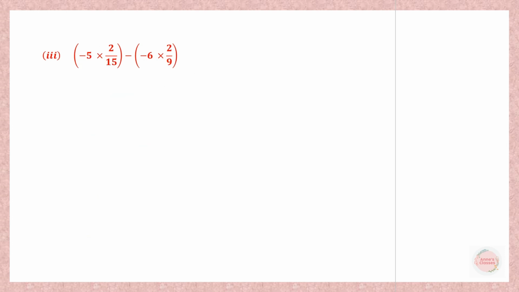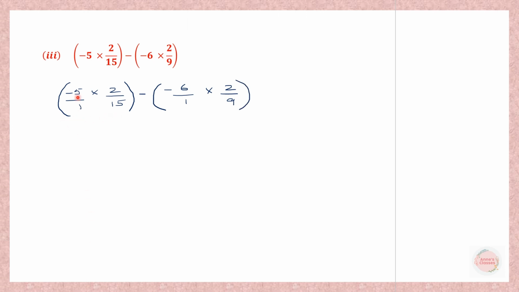Question 3. So here also let's write that down. So here we have minus 5 into 2 by 15. So let's give 5 the denominator 1. So this is the first one. And then we minus the second one, that is minus 6, and give it the denominator 1 into 2 by 9.